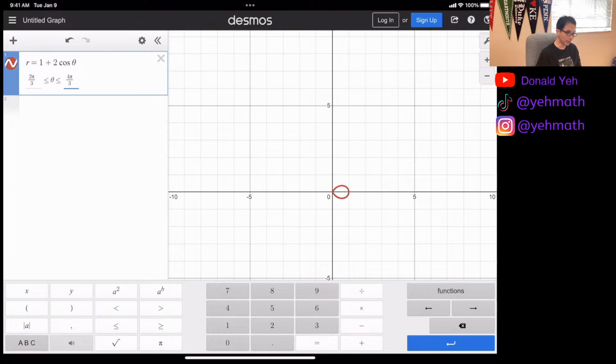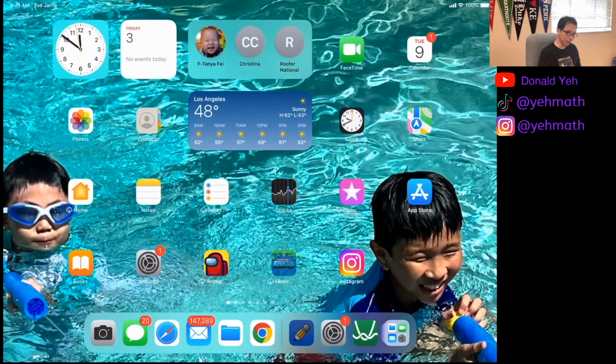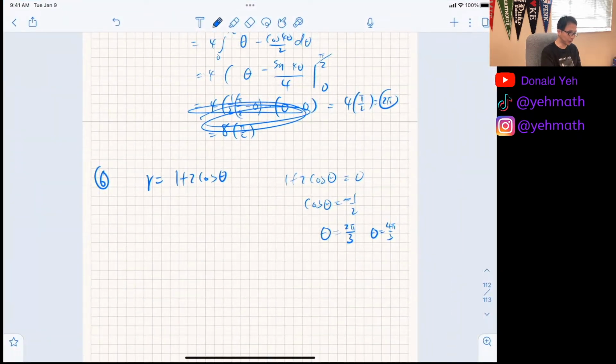That's the same thing though. Oh, no, it's not. It depends on the direction you're going. So then all you have to do is type in the calculator: 1/2 integral between 2 pi over 3 and 4 pi over 3 of (1 plus 2 cosine theta) squared d theta, and then you're done. Awesome sauce. Okay, so that's the inner curve.